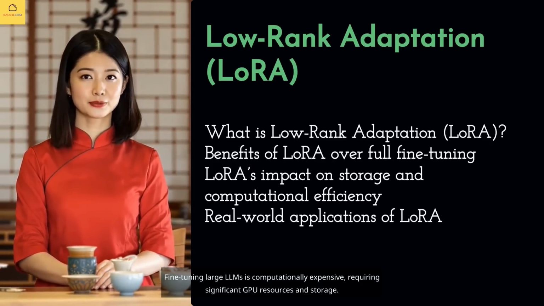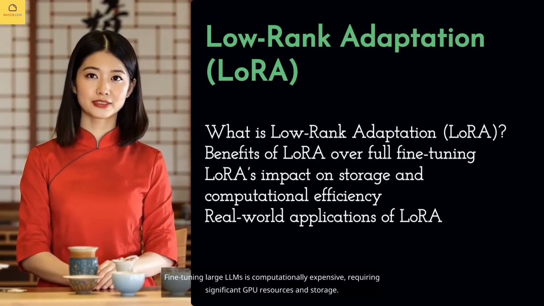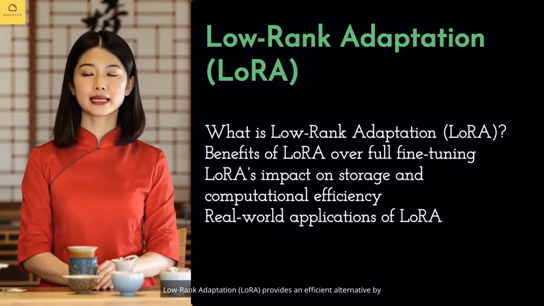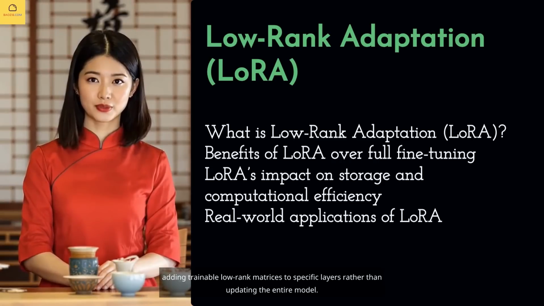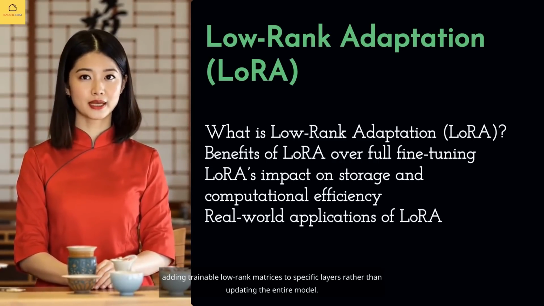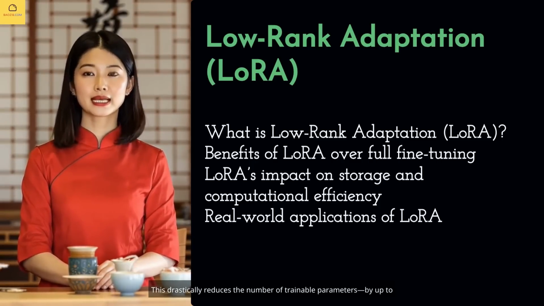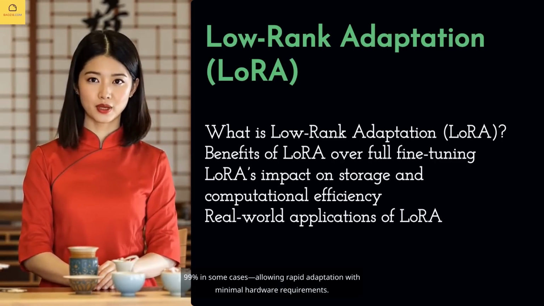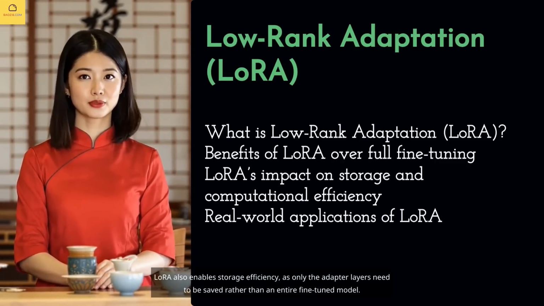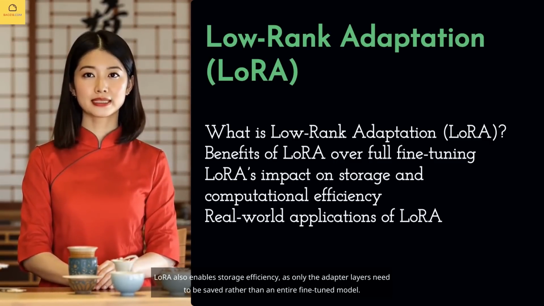Fine-tuning large LLMs is computationally expensive, requiring significant GPU resources and storage. Low-rank adaptation, LoRA, provides an efficient alternative by adding trainable low-rank matrices to specific layers rather than updating the entire model. This drastically reduces the number of trainable parameters by up to 99% in some cases, allowing rapid adaptation with minimal hardware requirements. LoRA also enables storage efficiency, as only the adapter layers need to be saved rather than an entire fine-tuned model.